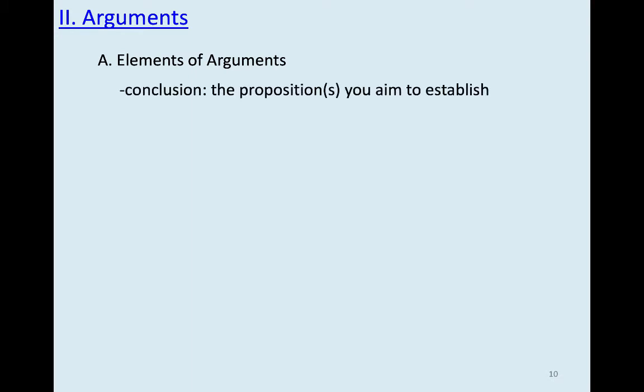So what are the elements of arguments? An argument includes a conclusion and premises. The conclusion is what you're trying to establish. It's what you're trying to demonstrate. You're not taking it for granted. You're not assuming it's right. You're trying to show that it's right.